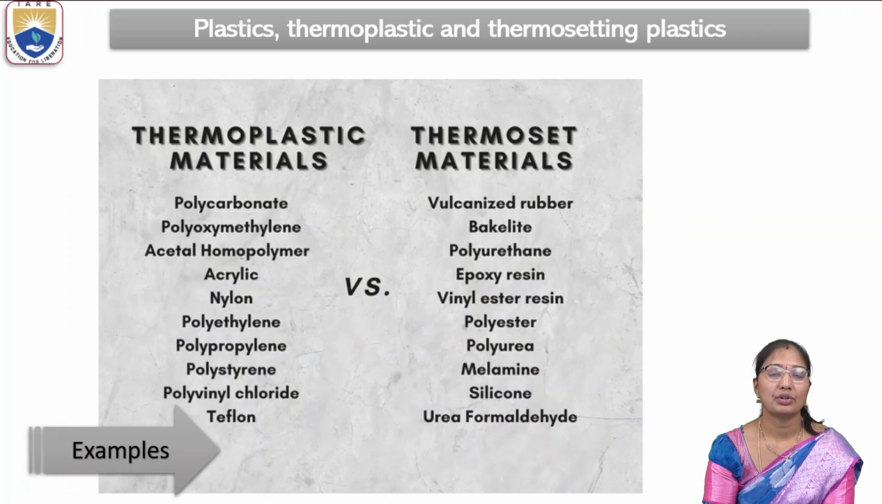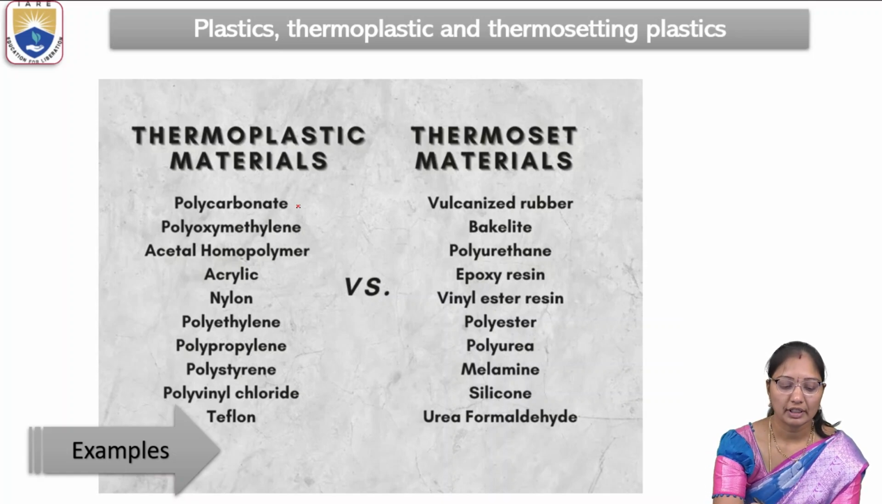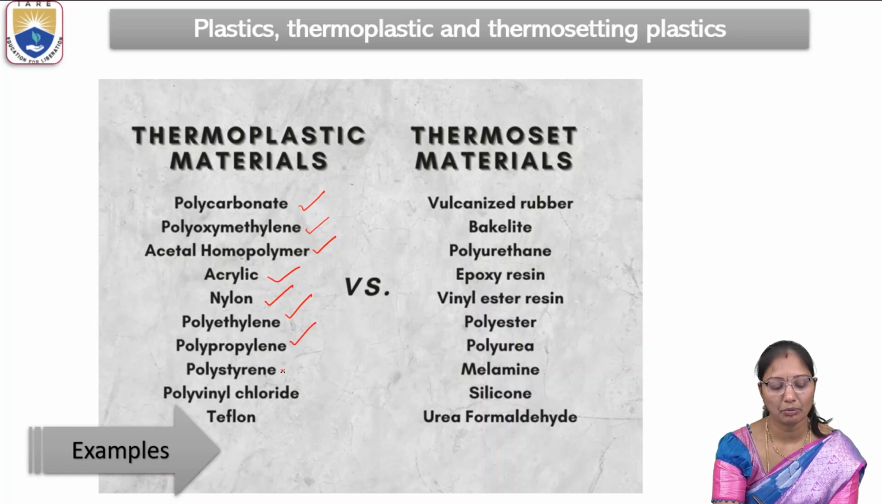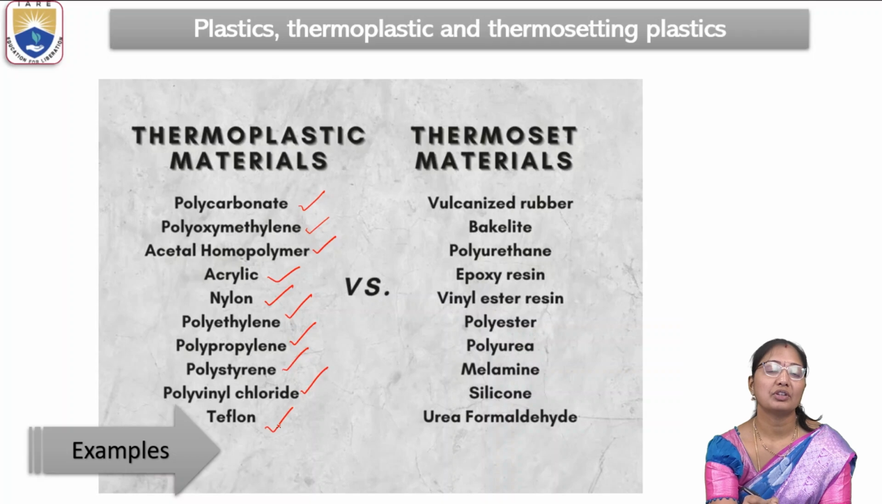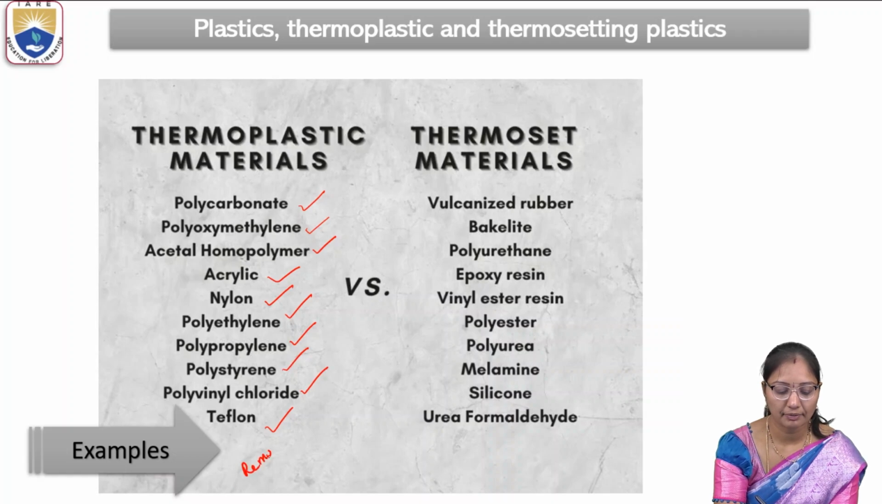What are the examples of thermoplastic and thermosetting materials? Polycarbonate, polyoxymethylene and acetal homopolymer, acrylic, nylon, polyethylene, polypropylene, polystyrene, PVC (polyvinyl chloride) and Teflon come under the category of thermoplastic materials. They can be remolded. All these polymers are remolded or reshaped on heating.